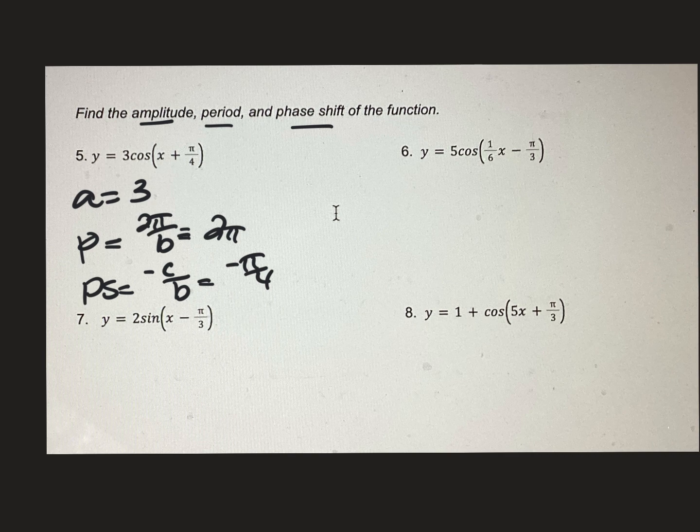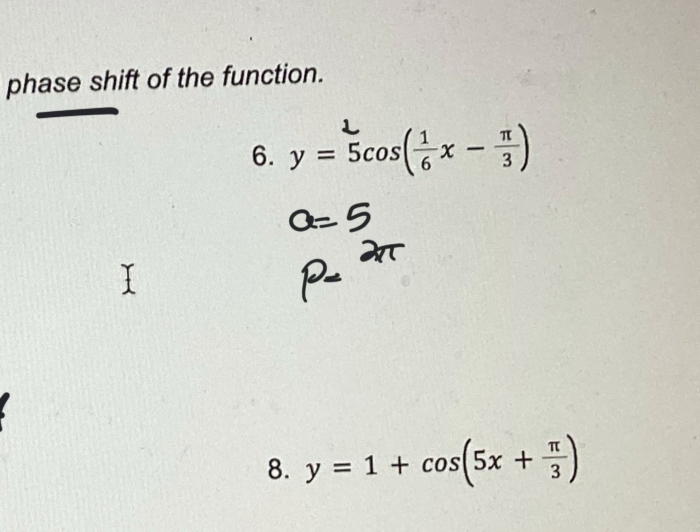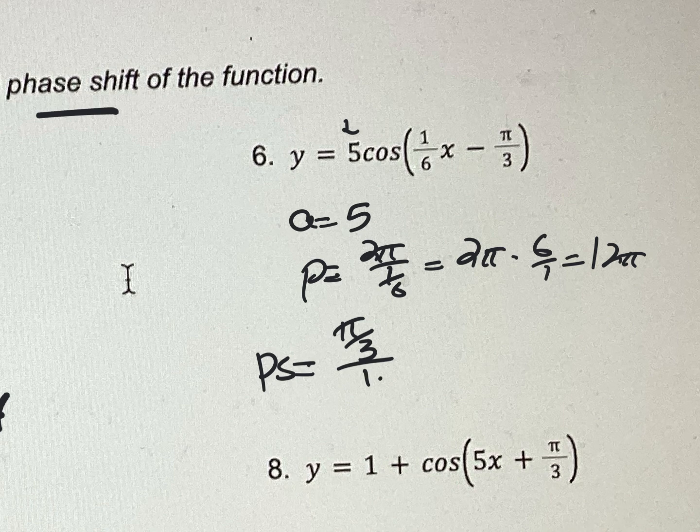All right, number 6, a little bit tougher because there's a b. All right, so my amplitude is just 6. Golly, sorry about that. It's 5, the number in the front. Got to be positive. Period. 2 pi divided by b. b is 1/6. So I'm going to keep change flip right there, which gives me 12 pi. And then my phase shift. My phase shift is the opposite of c, which is pi over 3, over b, which is 1/6. So I'm going pi over 3 times 6 over 1. Gives me 2 pi.